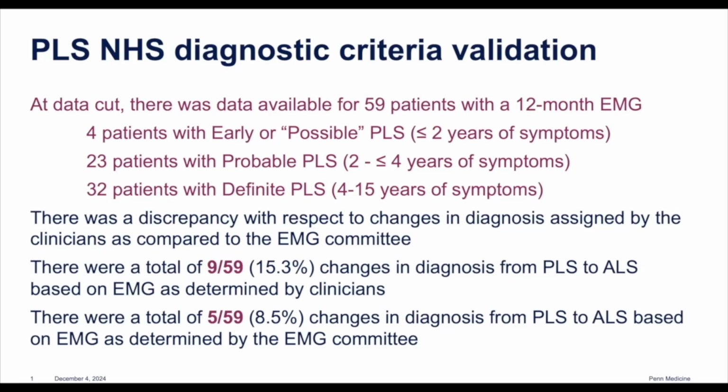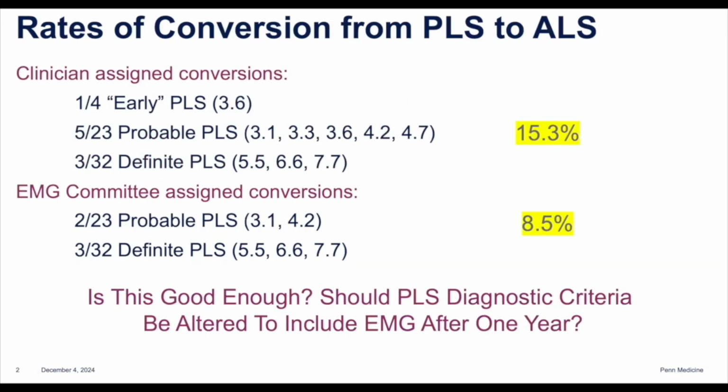Specifically, clinicians thought that there were 9 out of 59 diagnosis changes from PLS to ALS at 12 months, and the EMG committee thought there were 5 out of 59 diagnosis changes at 12 months. The rates of conversion for the clinicians were 1 out of 4 early PLS, and the numbers in parentheses, by the way, are how long the individual patients had their clinical syndrome for at the time of diagnosis change.